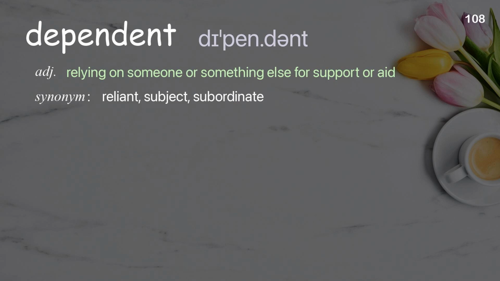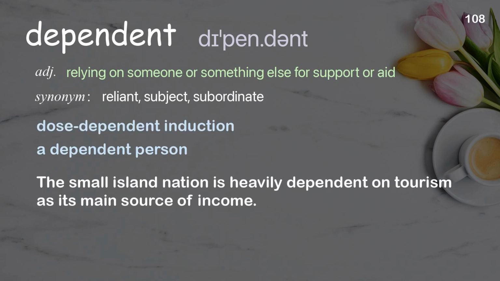Dependent. Relying on someone or something else for support or aid. Examples: Dose-dependent induction. A dependent person. The small island nation is heavily dependent on tourism as its main source of income.